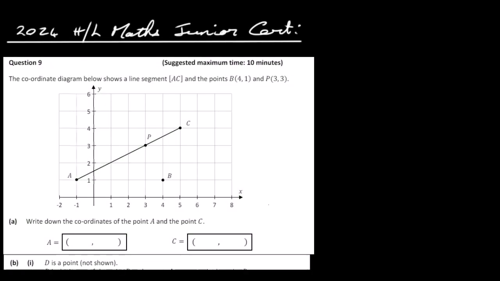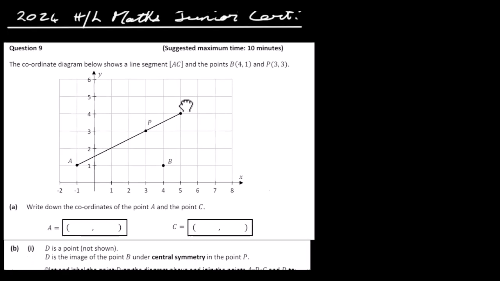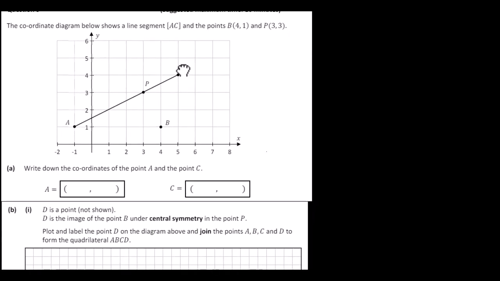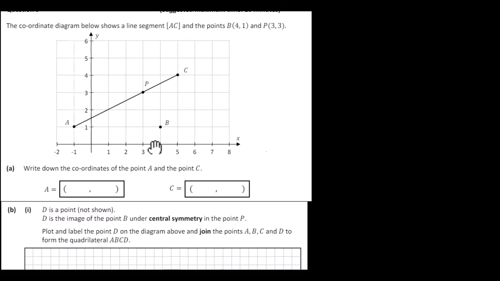Okay, so this is question 9 from the 2024 Higher Level Maths Junior Cert paper. The coordinate diagram below shows a line segment AC and the points (4, 1), which is B, and P, which is (3, 3). Write down the coordinates of the points A and C. So A is this point here, so that's (-1, 1).